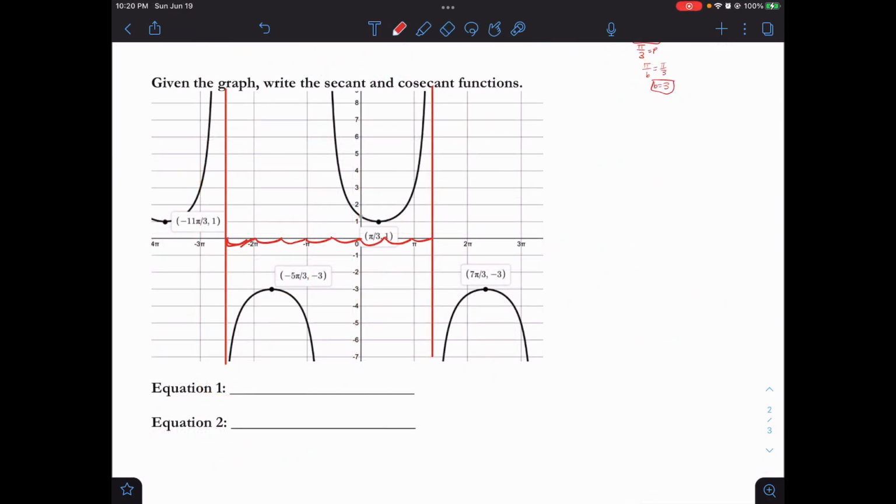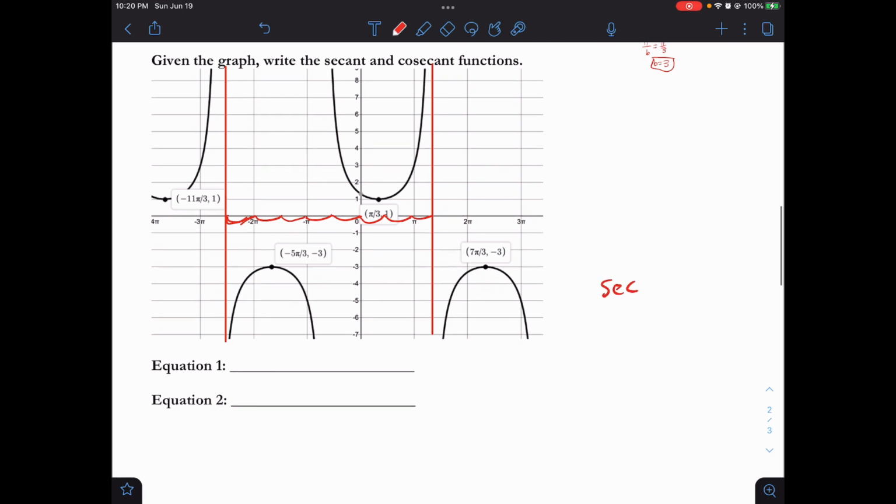Okay, so let's graph our secant function. Now to graph our secant function, first let's write our equation. Y is equal to a secant of bx plus or minus c plus d.